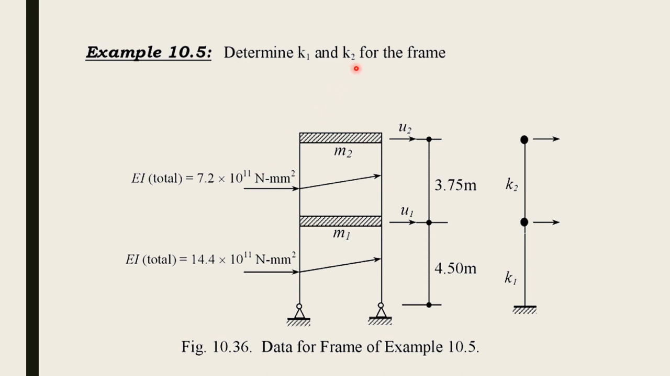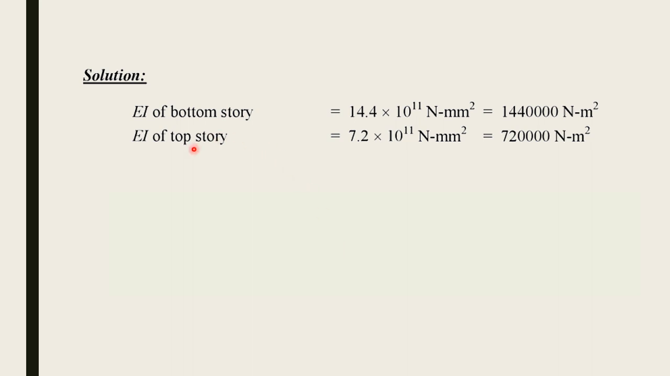Example 10.5: determine k1 and k2 for the frame of two stories. EI total is 7.2 times 10 raised to the power 11 newton millimeter square for this story, and for this story the EI value is given here. The height of the second story is 3.72 and the first story is 4.5. The first story has k1, the second story k2. Depending upon the column conditions, we will select the k factor. Here the EI of the bottom story and the EI of the top story are converted into newton meter square.